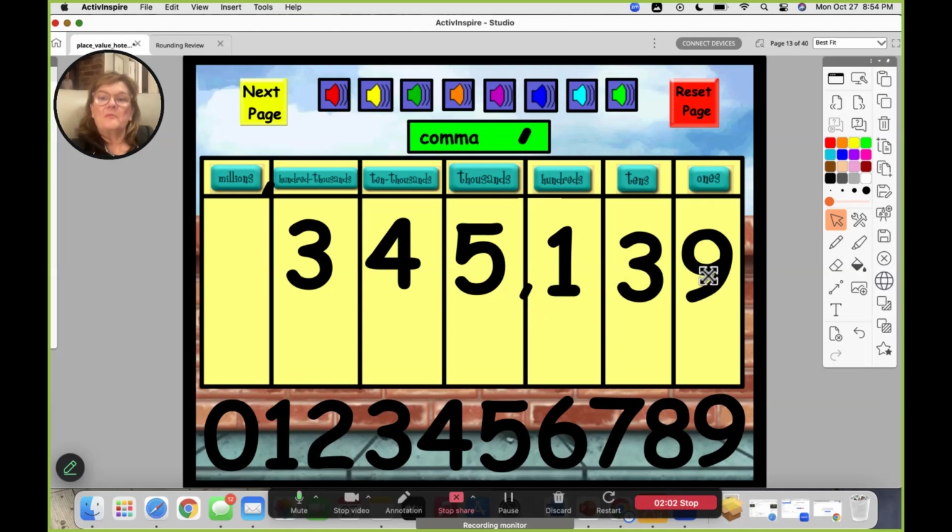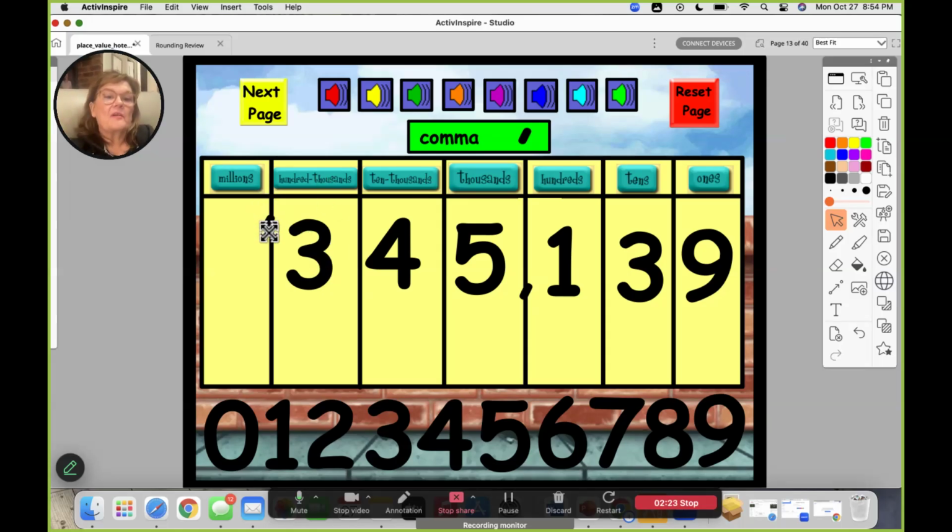345,139. Again, we have a 9 in the ones place worth 9, a 3 in the tens place worth 30, a 1 in the hundreds place worth 100, a 5 in the thousands place worth 5,000, a 4 in the 10,000s place worth 40,000, and a 3 in the 100,000s place worth 300,000.